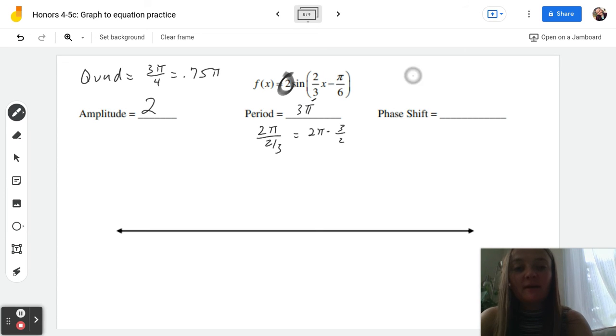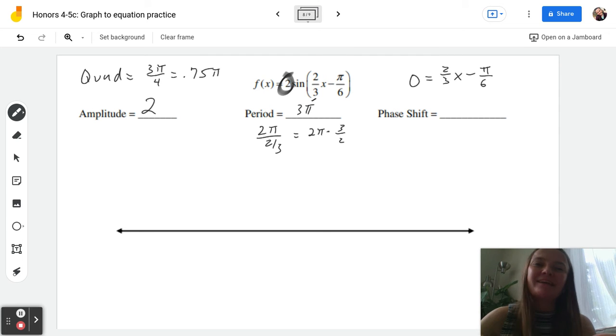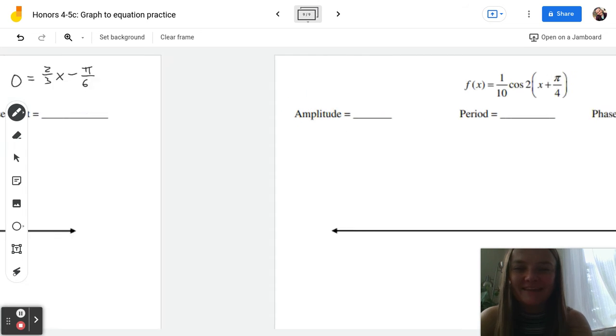The phase shift is by finding whatever this is equal to 0, so the inside equal to 0. 2 over 3x minus pi over 6. Is this the same problem? Okay, I apologize if you just watched me do that twice. That is literally the same problem. So I apologize. If I could edit that out, I would, but I can't.